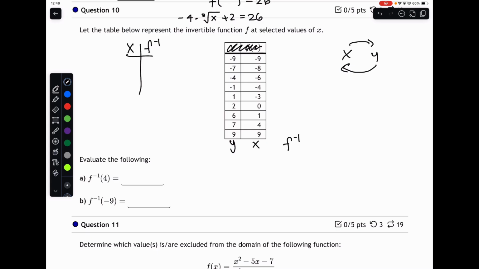So if I want to evaluate the inverse of f at 4, using this row as the inputs, we're going to look at 4, and we see that the answer is 7. And for the second one, we use the exact same row and look for where x is negative 9. And we see that the answer is negative 9 as well. So there are your values.